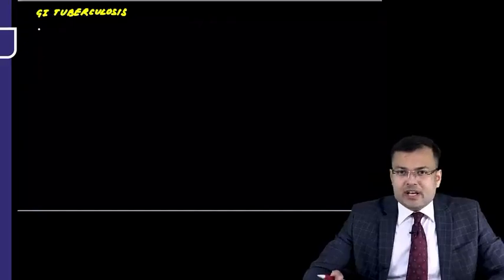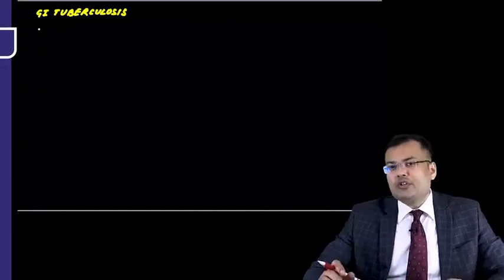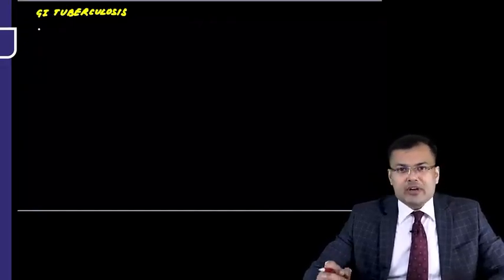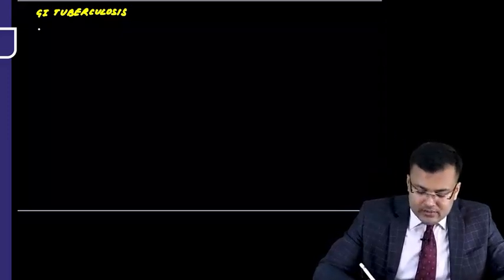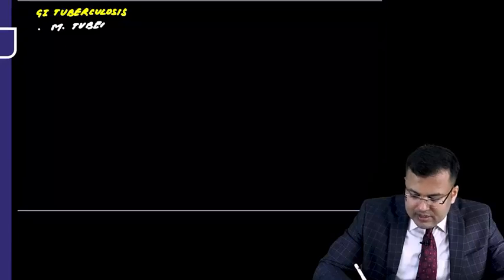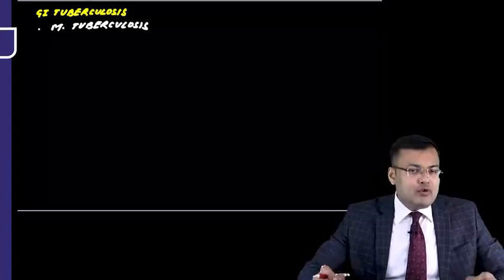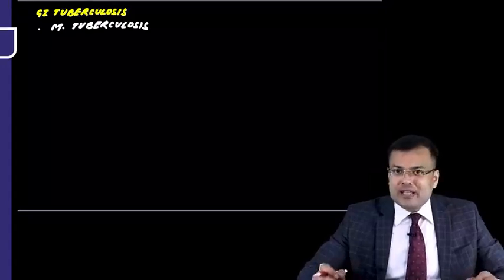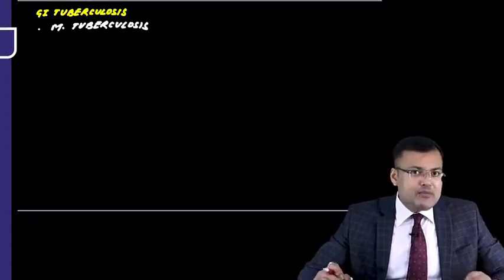Now we're going to discuss GI tuberculosis, gastrointestinal tuberculosis. You know what is the most common organism responsible? It is Mycobacterium tuberculosis. Mycobacterium bovis has been eliminated by public health measures, so it is Mycobacterium tuberculosis.